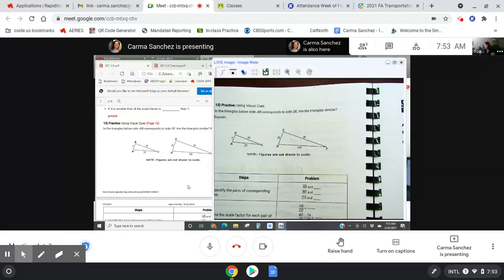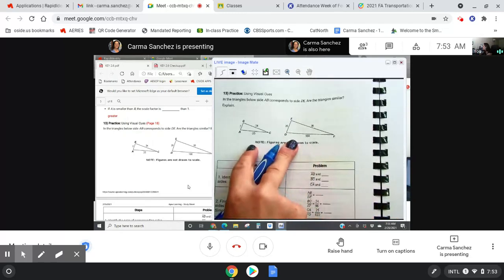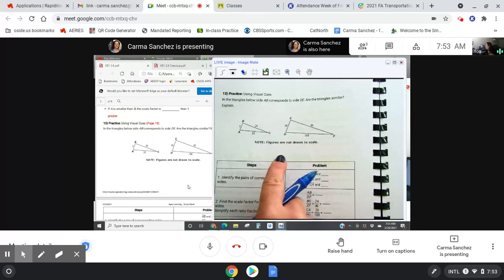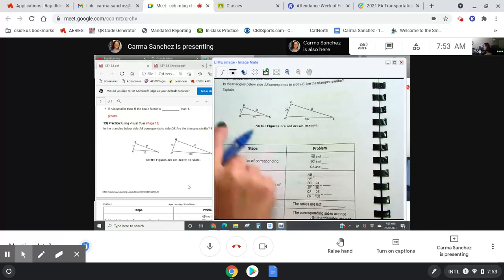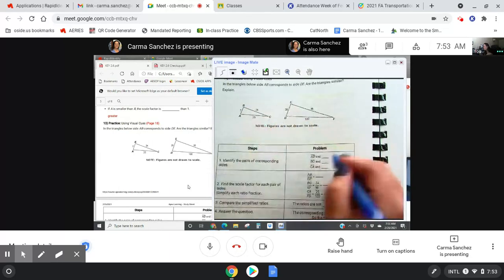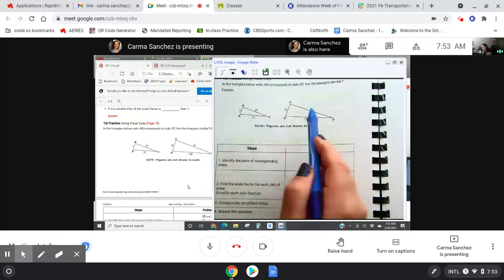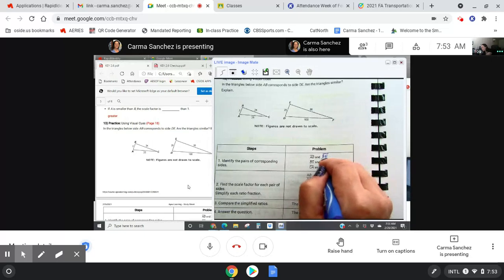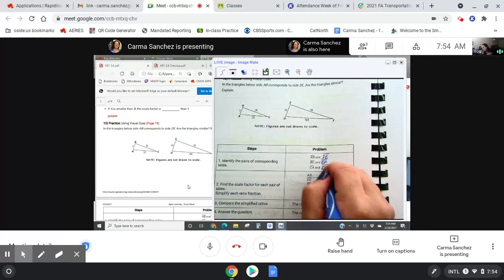Está bien. The triangles below: side AB corresponds to side DE. Are the triangles similar? So now we're getting an actual practice of two similar triangles. So we're going to test out some things here with side lengths to see if they're similar. So step 1 is to identify the pair of corresponding sides. So looking first at side AB, do you see that that would match up here to the DE? And side BC, right here along the diagonal, would be with EF. And CA would be with FD. I hope you're getting good at these corresponding parts.